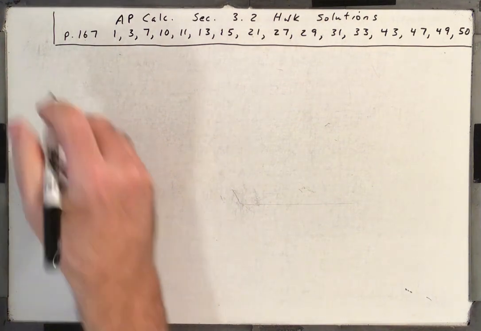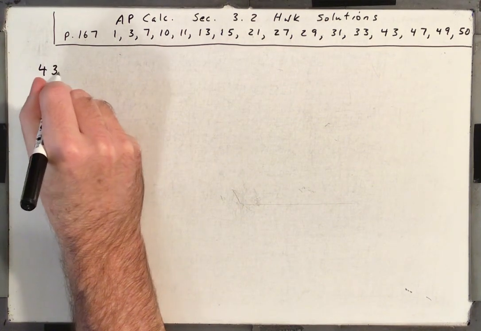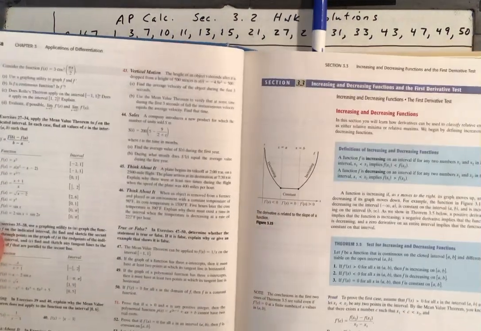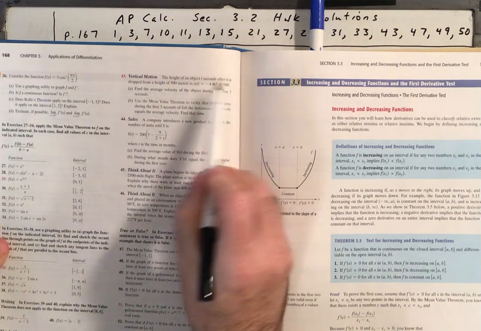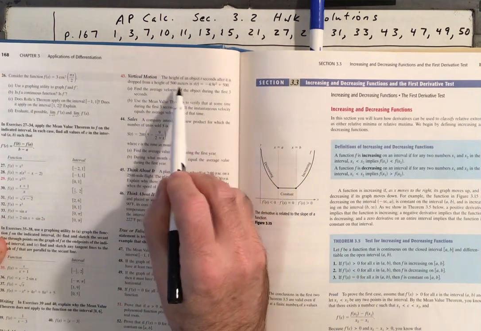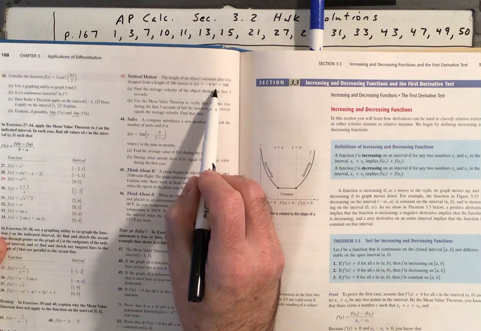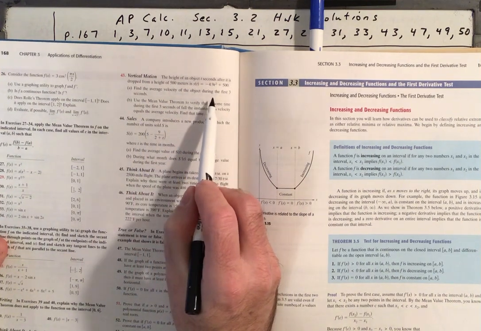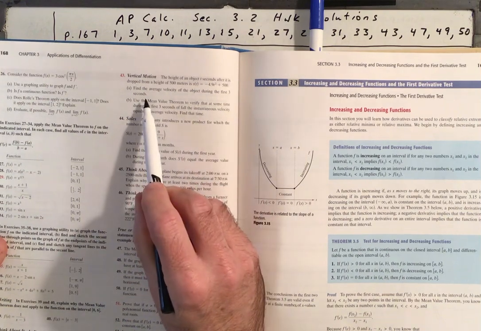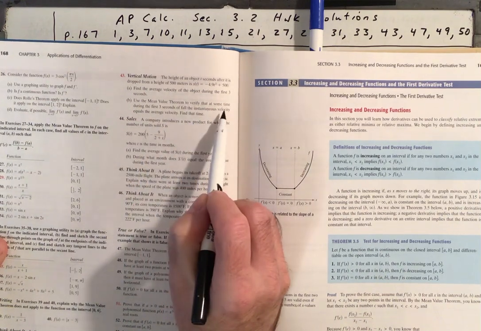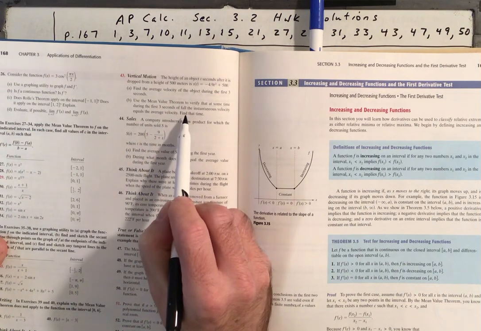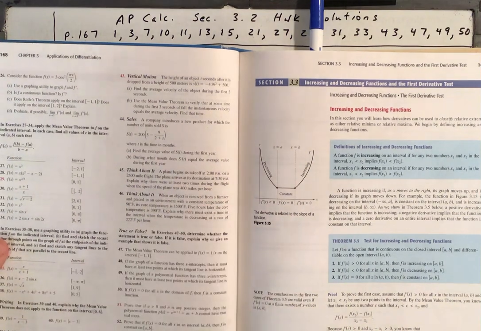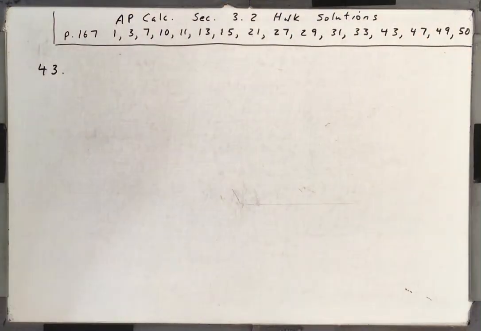Okay, shouldn't take too long to finish this up. Number 43, a word problem. So that says the height of an object t seconds after it is dropped from a height of 500 meters is s of t is negative 4.9 t squared plus 500. Find the average velocity of the object during the first 3 seconds, and then use the mean value theorem to verify that at some time during the first 3 seconds of fall, the instantaneous velocity equals the average velocity, and we want to find that time. So you're just finding the value of c there.